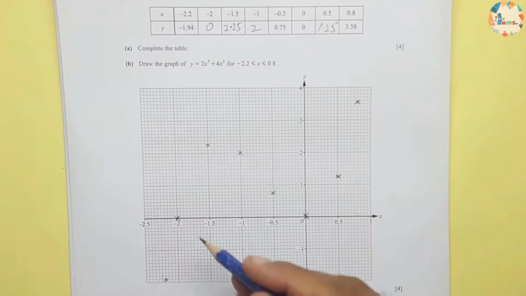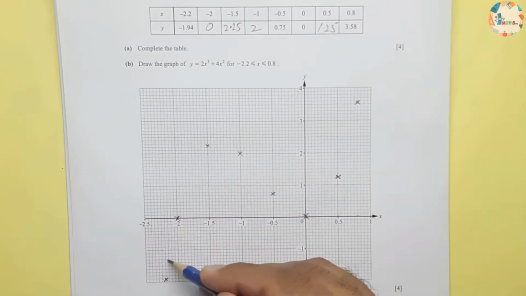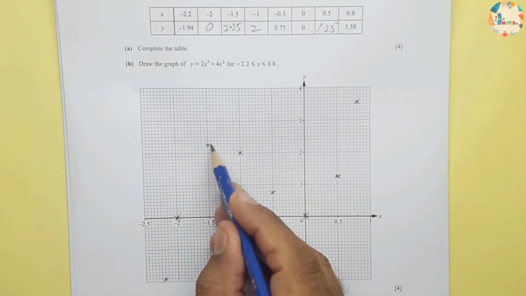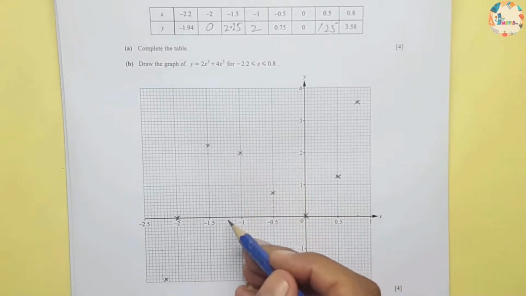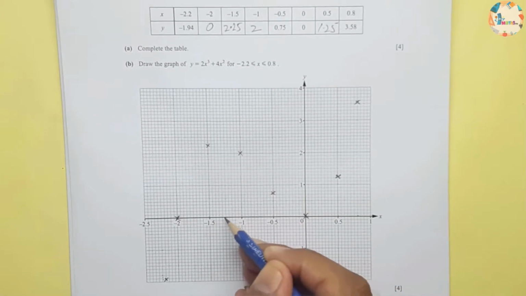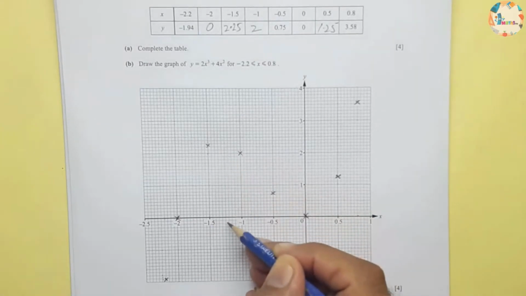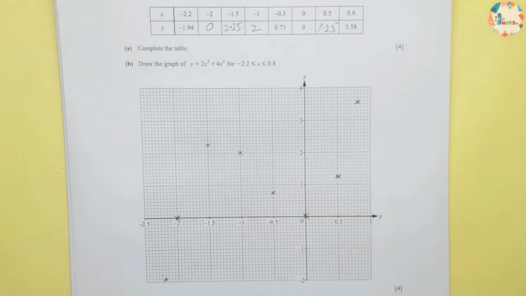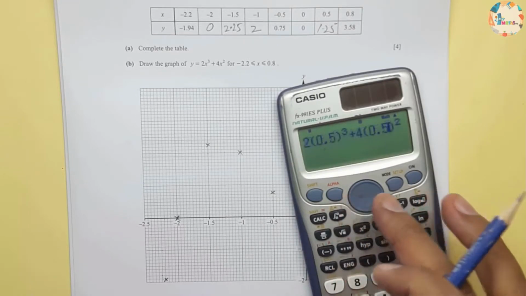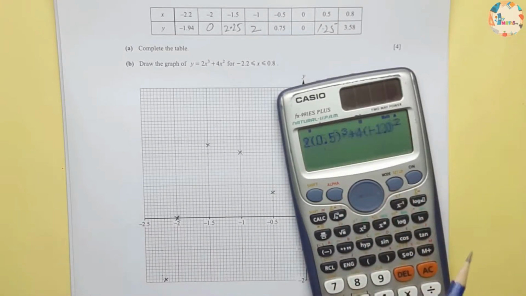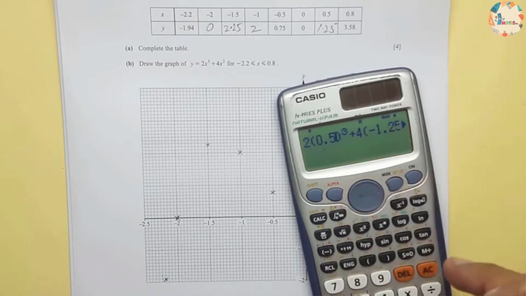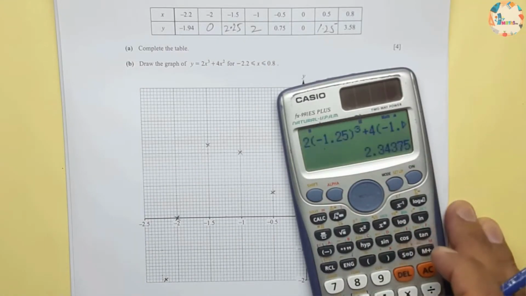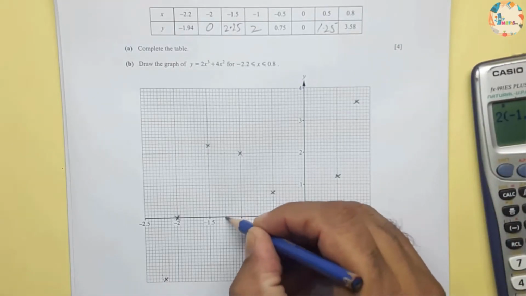After getting these points, we can see that graph is moving like this one. Over here we don't know where the turn is, so we'll have to trace this turn. For that, we can take another value in between 1, -1 and -1.5. We can take minus 1.25. If we replace in this one minus 1.25, that will be around this region. We can confirm what will be the value. So we can take minus 1.25 and this will be equal to 2.34.